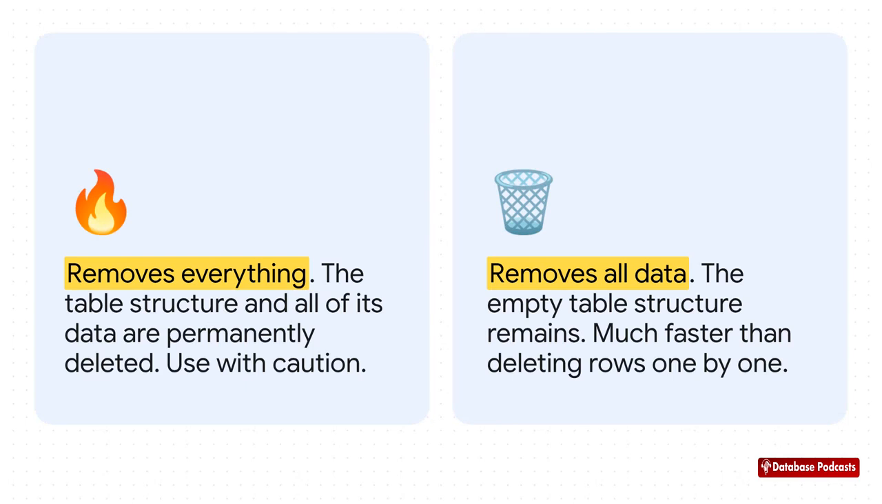Now, sometimes you do need to get rid of things, and when you do, it is critical to know the difference between drop and truncate. Think of drop table as the nuclear option. It completely vaporizes the table, the structure, the data, all of it. It's just gone. Truncate table, on the other hand, just deletes all the rows inside the table, but the table structure is left perfectly intact. It's like the difference between emptying a filing cabinet and burning the whole cabinet to the ground.